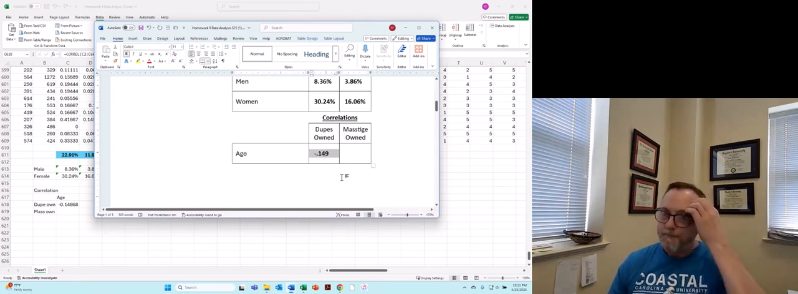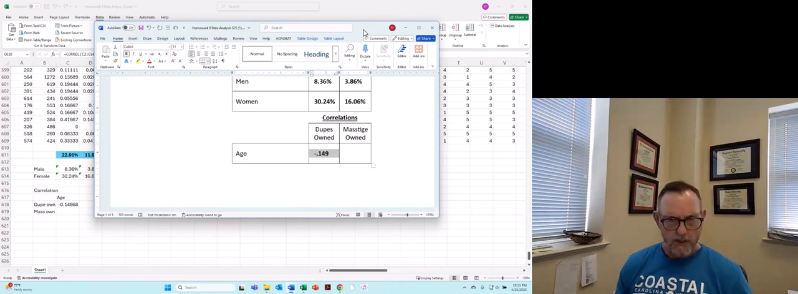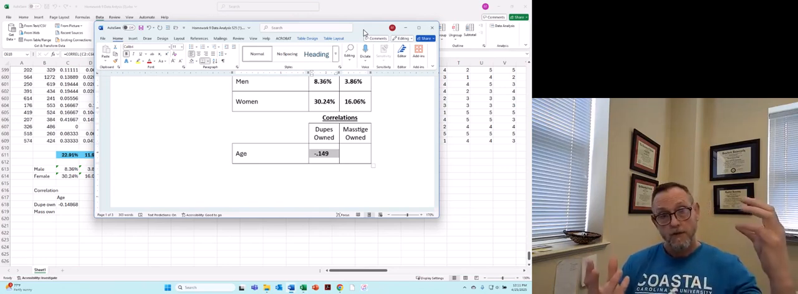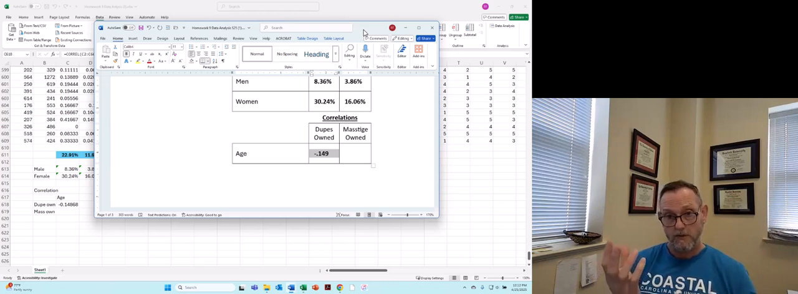So what does that mean? A correlation of 0.149 is not super strong. We have a big data set here, a lot of respondents, so that will be statistically significant. It's not a real strong correlation, but it is correlated, and it's negative. So you need to know the direction. That means the older people get, the fewer dupe brands they own. So that's a negative correlation.